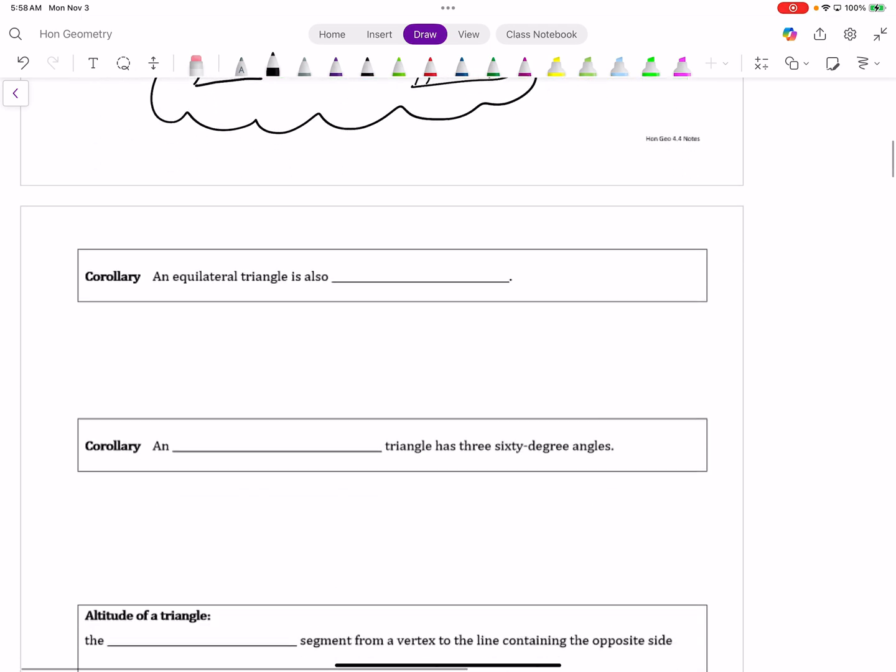All right, there's a corollary that goes with that. An equilateral triangle is also equiangular.